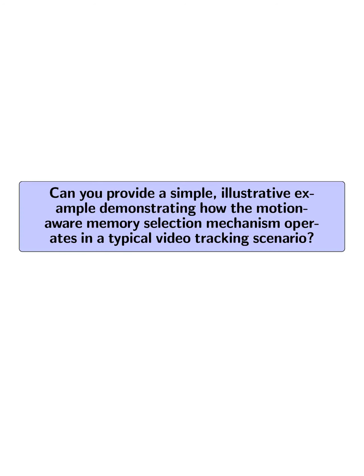Can you provide a simple, illustrative example demonstrating how the motion-aware memory selection mechanism operates in a typical video tracking scenario?